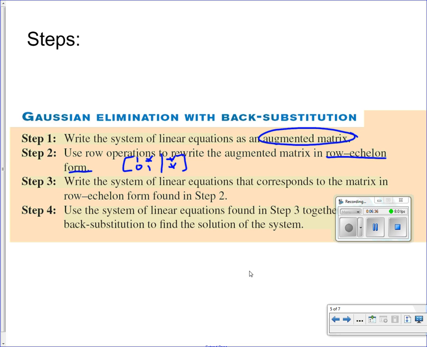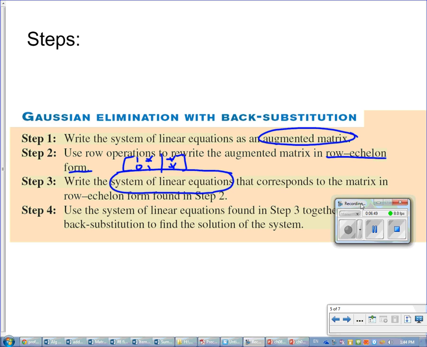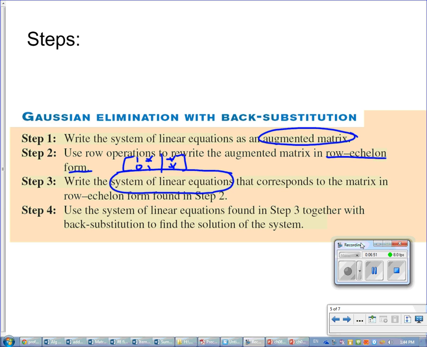Once we're in row echelon form, we're going to write the matrix as a system of linear equations, but the last equation will already be solved for us. And that's important because then we'll be able to use what's called back substitution to find the solution to the entire system. And we're going to walk through an example of this.